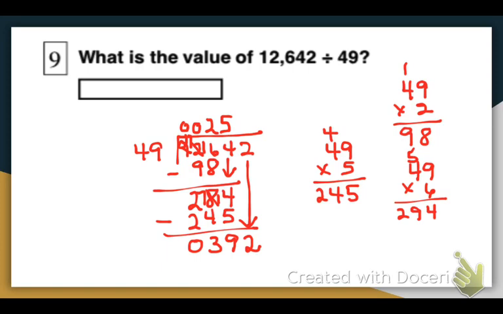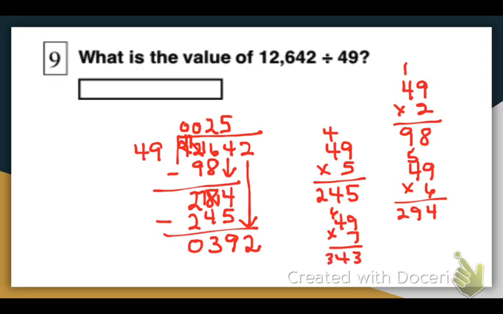294, that was 6 times. 7 times 4 is 28. Okay, I'll try 7. 49 times 7, 63. 28 plus 6 is 34.